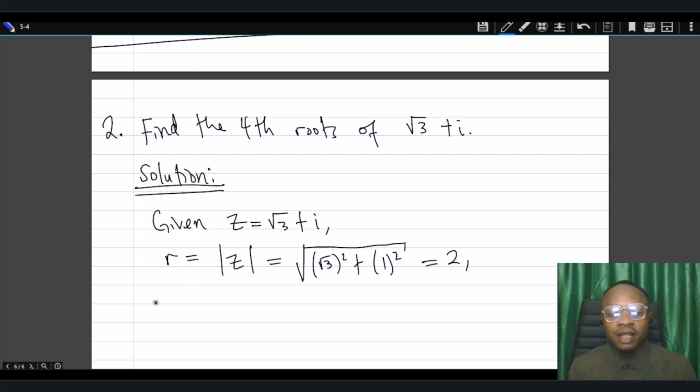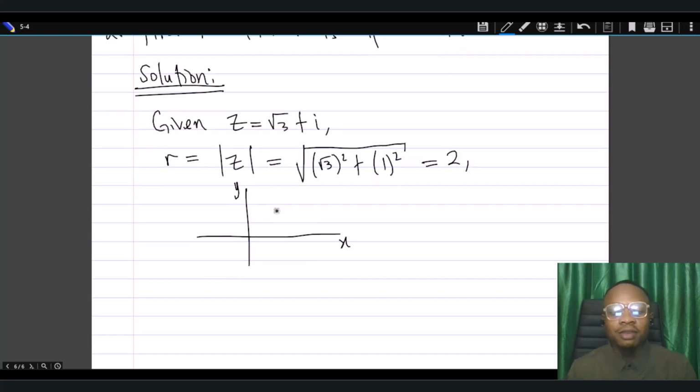Then the next thing is to get the argument of this, and the best way to do that is to locate it on the Argand plane. This is the real line, this is the imaginary line. For the real line, the coordinate will be root 3, so that is positive root 3. On the imaginary line, we have positive 1. So at the end of the day, the complex number is located here. The line from the origin to that point is this, and the angle that this makes with the real axis is theta. So obviously that is positive, and it will be given by the tan inverse of y over x.